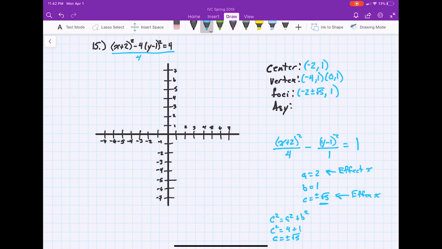Now we need to figure out what our asymptotes are. And this, we can just find our slope. Our slope is going to be b over a, because the x is the value in the front and it has an a underneath it. So that's why the a is on the bottom for our slope.